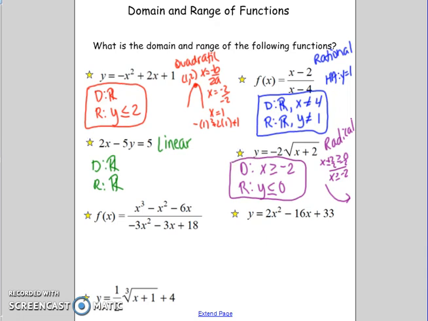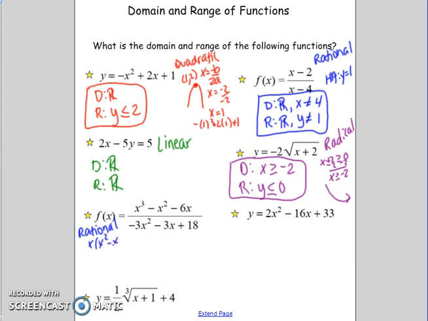Okay, now the next one is also a rational. So I'm going to do rational in blue so it looks the same. Here's a rational. So you have to factor this in order to see what our restrictions are going to be. So we could factor this. We could take out the top. We could take out an x. And we have x squared minus x minus 6.